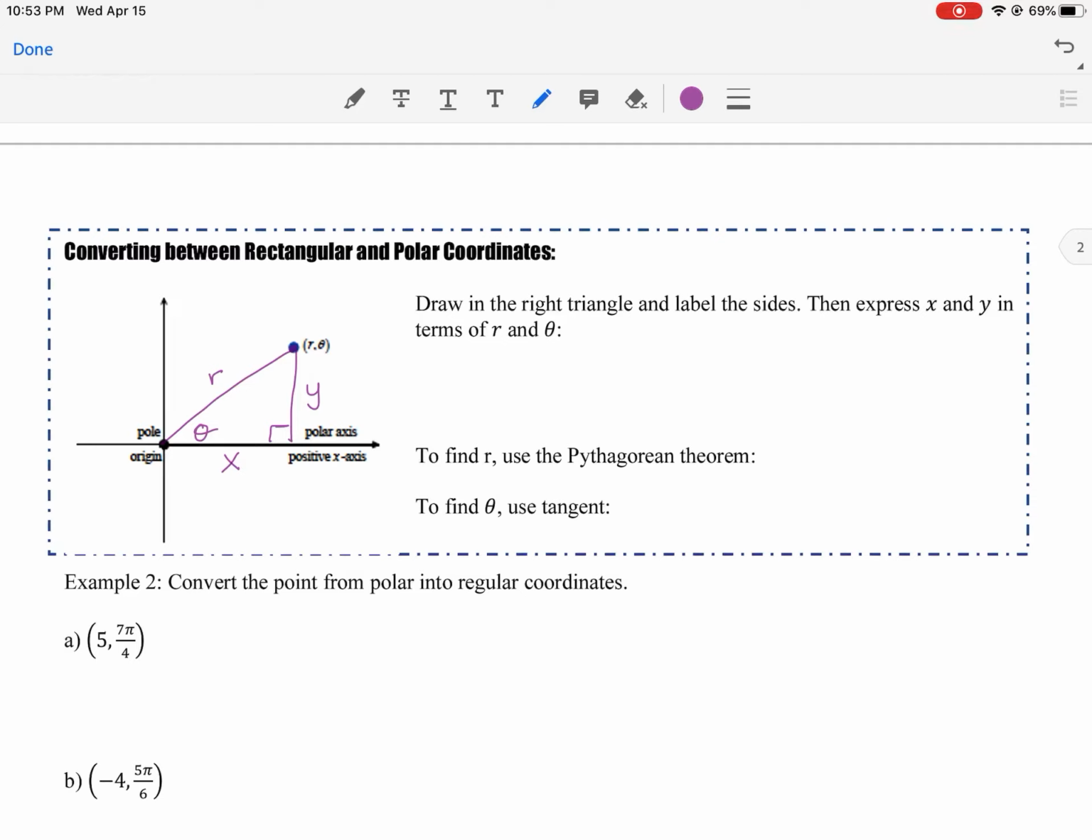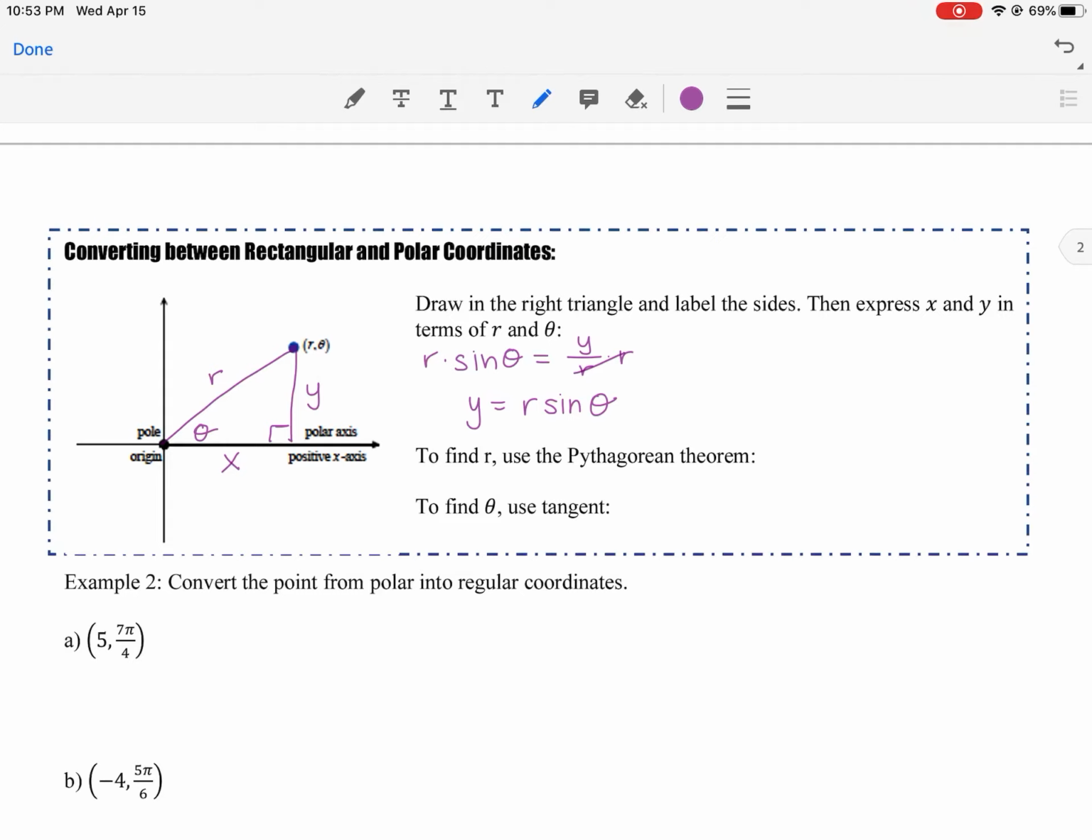So if we want to talk about expressing x in terms of r and theta, then what we need to do is think about our trig functions, right? So let's talk about sine. So technically here, sine of theta is equal to the opposite, which is y, over the hypotenuse, which is r. If you think about solving that for y, we can multiply both sides by r, right? So y equals r times sine of theta.